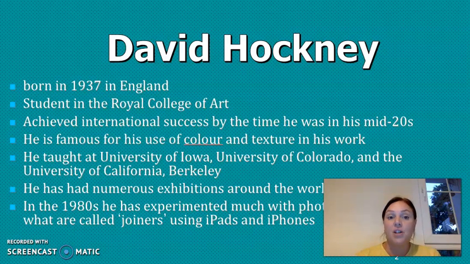Now, just before I do that, I'll tell you a little bit about David Hockney. So he's an English artist born in 1937. And he studied at the Royal College of Art in London. He's very famous, and he was famous even from a young age. And he's famous for the way he uses colour and texture in his work. So that's what you can have a go at doing today.